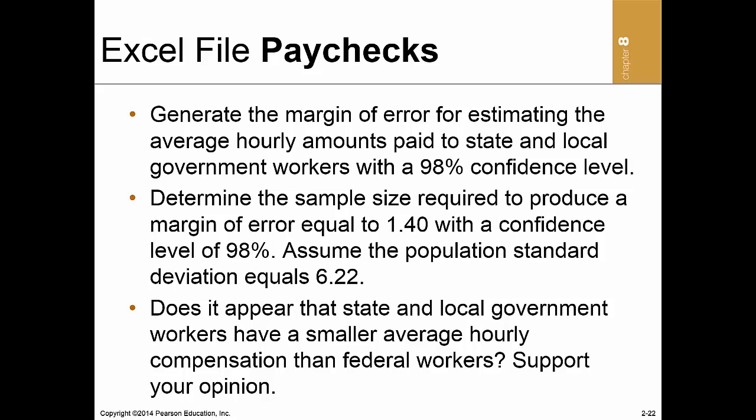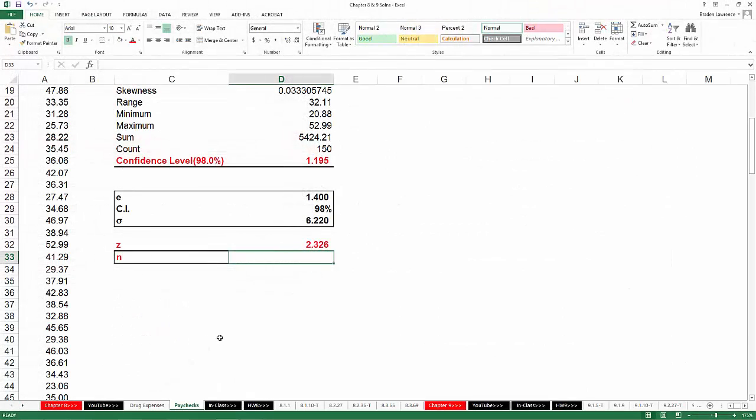So we'll assume the population standard deviation equals 6.22. So we know that E, or the margin of error, is 1.4. We have a 98% confidence interval, and they told us that sigma is 6.22. To determine the z critical, I'm going to use the norm.s.inv, again 1 minus the confidence level, divided by 2. And once you have that, we can then compute the required sample size.